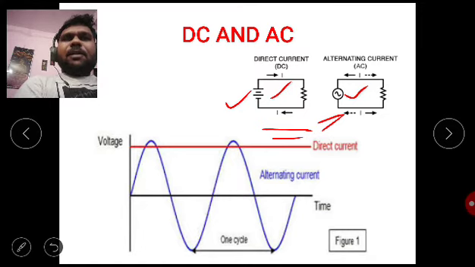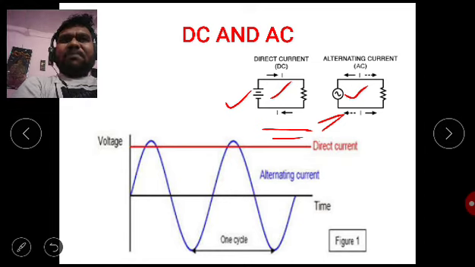As such, we are using many AC devices like the bulb at home. So the bulb is switching its current direction 50 times. We are not able to feel that, but it is happening. That is AC and DC.